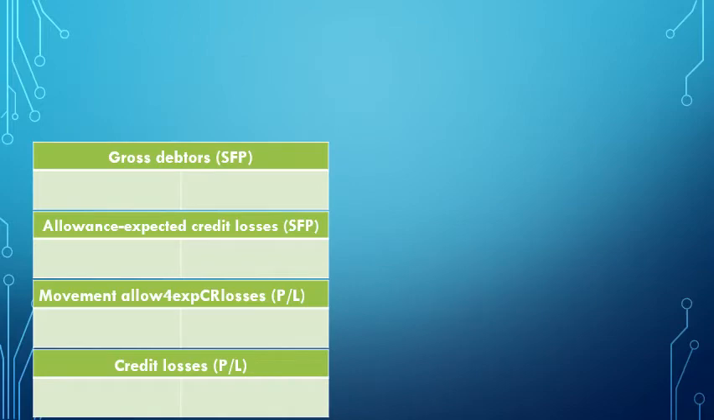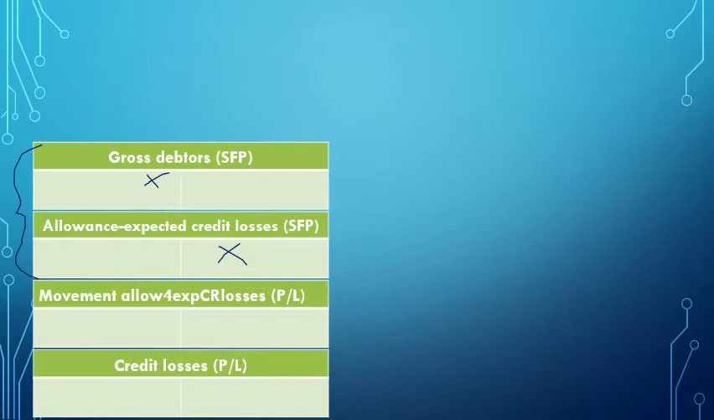So basically, if we look at our 4 GL accounts that we will have in our general ledger regarding debtors and allowance for expected credit losses and credit losses, first of all, we will have our gross debtors, which will always have a debit balance. Now, on the SFP, our allowance for expected credit losses will always have a credit balance, and these two accounts together will make up the trade debtors line item in the statement of financial position. So the allowance for expected credit losses is almost like the accumulated depreciation for PPE.